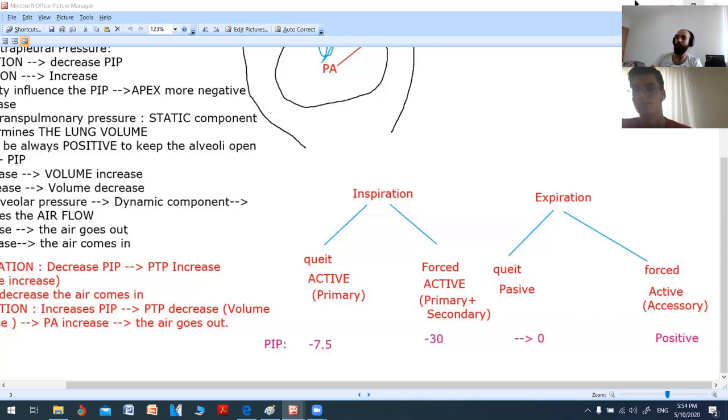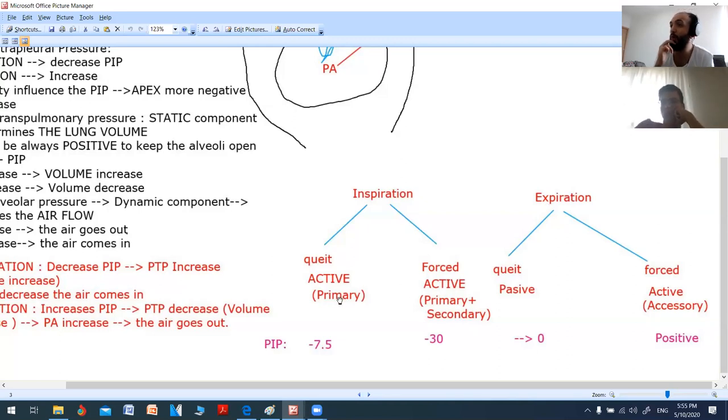So now I will talk a little about the inspiration and expiration. We have two types of inspiration and expiration. When I make quiet breathing, I make a quiet inspiration and a quiet expiration, right? To make a quiet inspiration, do I activate any muscles? Yes, I contract the primary inspiratory muscles, the diaphragm and the external intercostals. Is it clear? Okay, but when I do the quiet expiration, I actually relax the primary inspiratory muscles, the diaphragm and the external intercostals. So we do the quiet expiration.